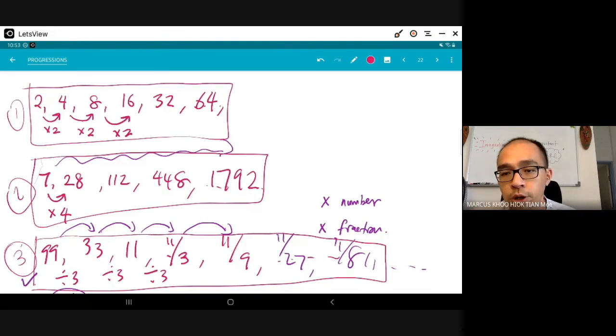Yes, it is a geometric progression because the common ratio is not times 2. We don't do the times 2 anymore. We just use 2 already. We take out the times because common ratio means times already.